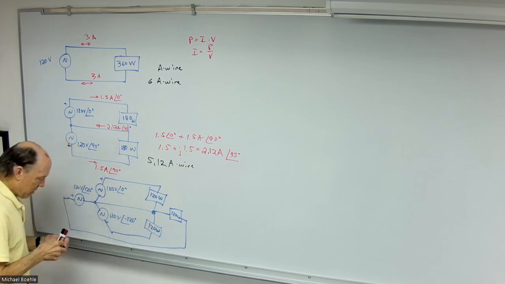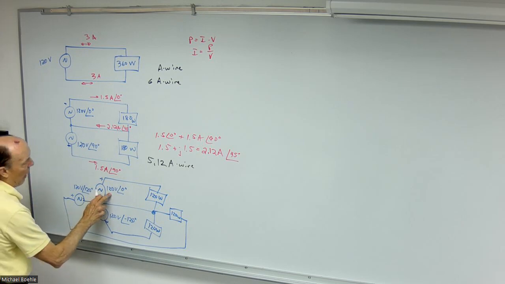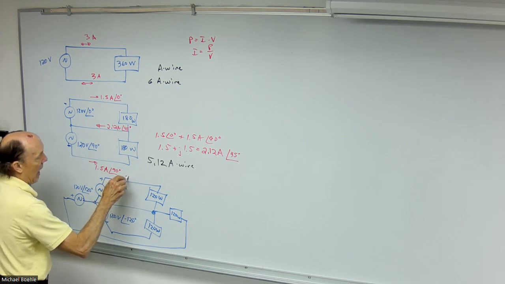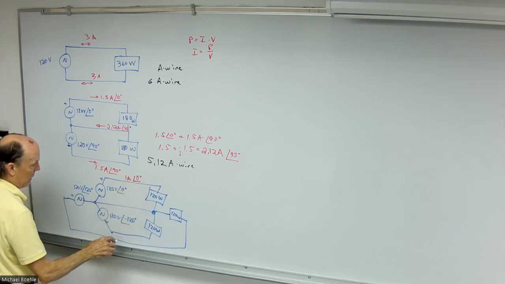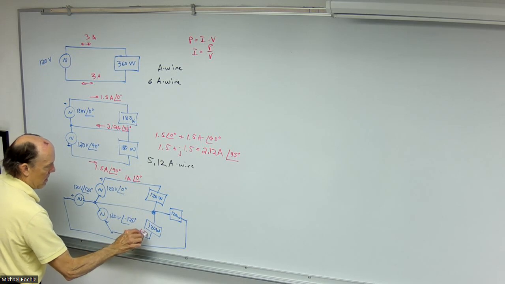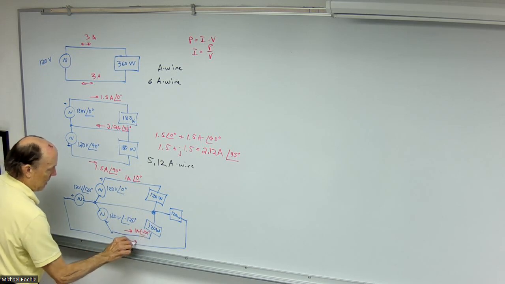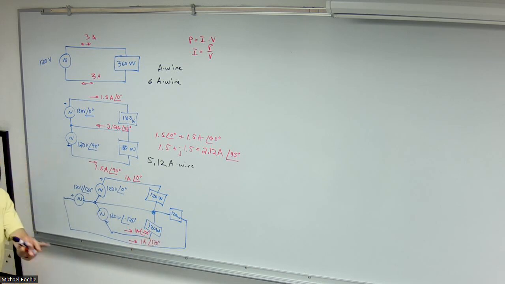Which means the current here is what? 1 amp at 0. Okay. What's the current here? 1 amp at negative 120. Okay. And then finally this one, 1 amp at 120. Okay. Make sense to everyone?